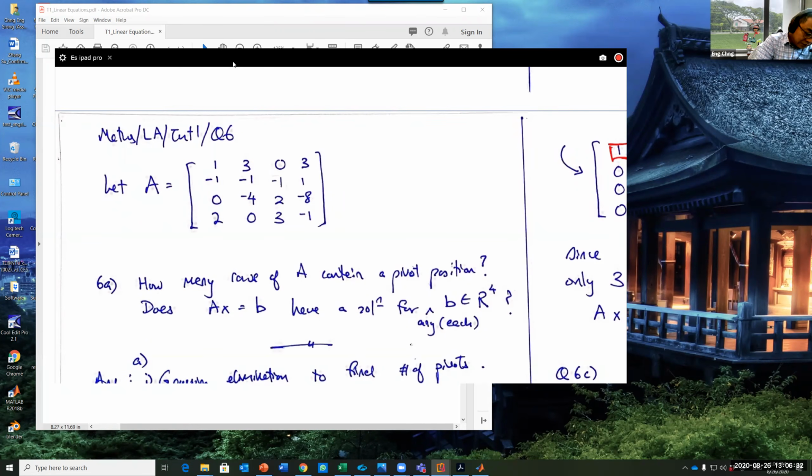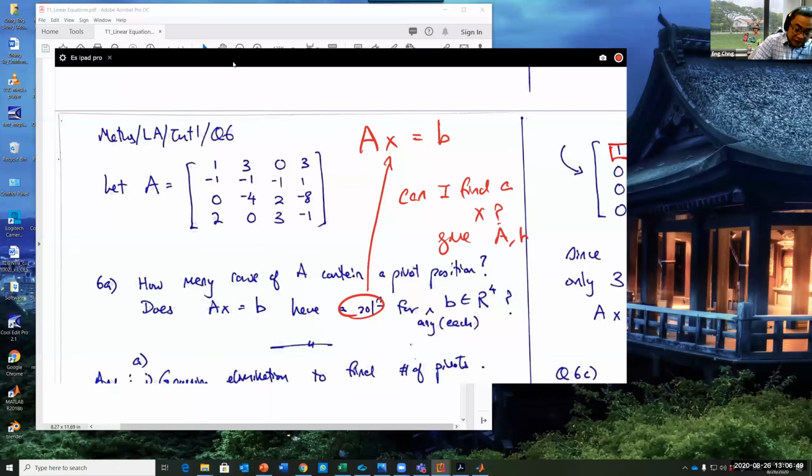Now, let's interpret the question. He says, does it have a solution? So basically he's asking you, can I find an x given A and B? So given any B, given A being fixed, can I still find x?